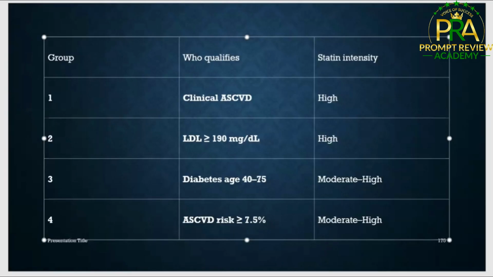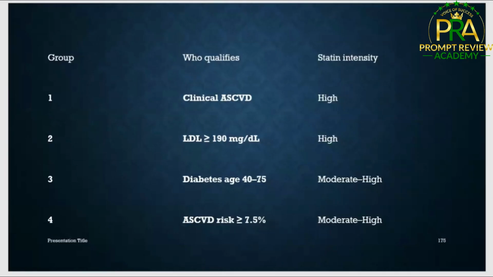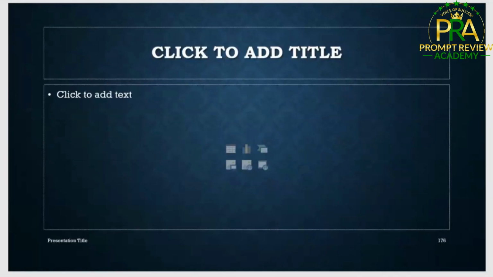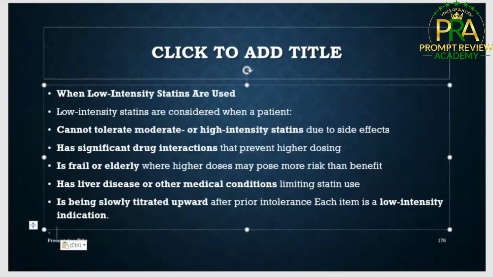As a provider, if you start the patient on the high according to the guideline or the moderate according to the guideline, and the patient cannot tolerate it, remember the side effect of statin is what we call rhabdomyolysis. There are other things that can happen when you give them that high dose of statins. So when a patient cannot tolerate it, you can give low intensity when there is any interaction, when somebody is an elderly patient, or they have any liver problem.